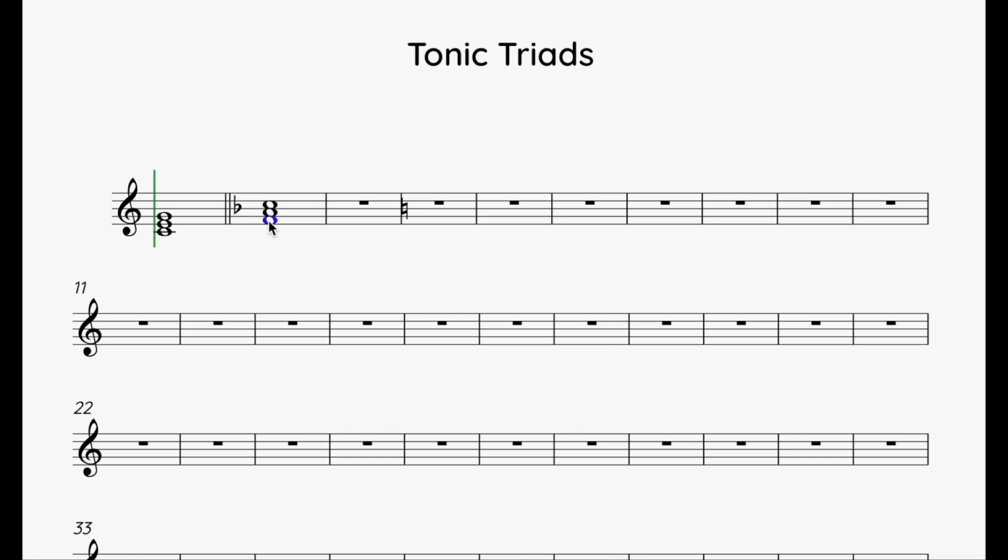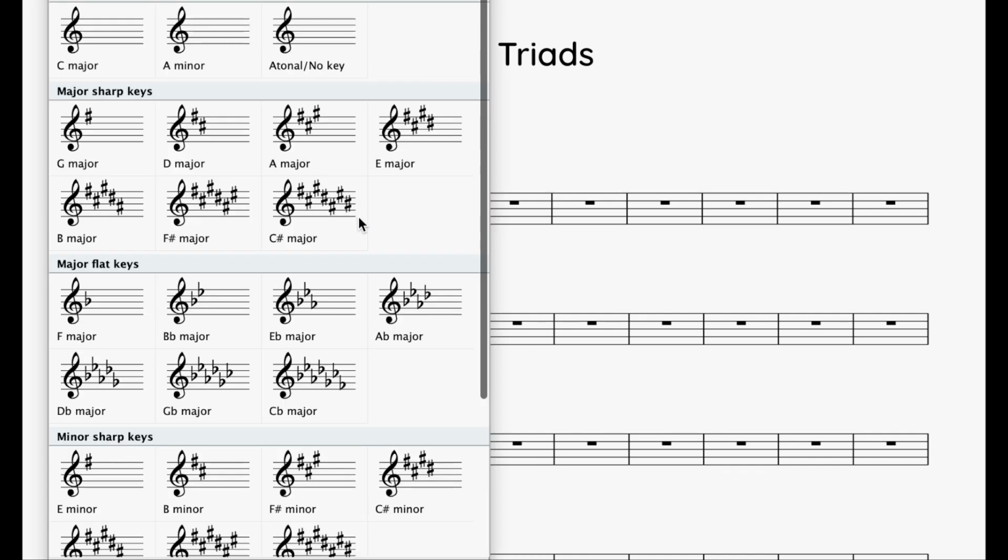But what we're really doing is adding the third above F and the fifth above F to form the triad. But this time we're starting on the first note of the scale. So now the triad becomes a tonic triad because it's built on the first note of the scale. So you just need to know your scales, know your key signatures, and then constructing the tonic triad of a key is very easy. Let's try another one.